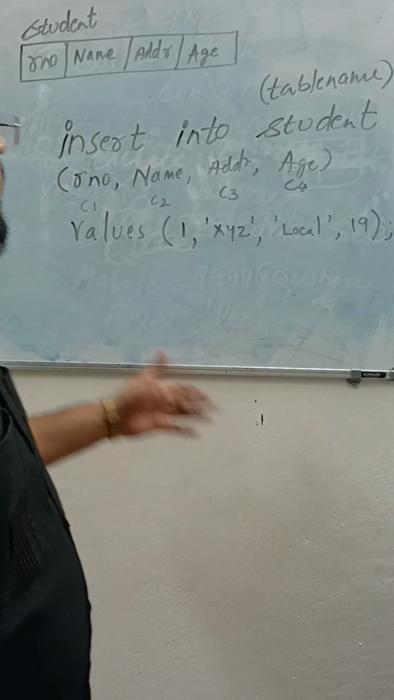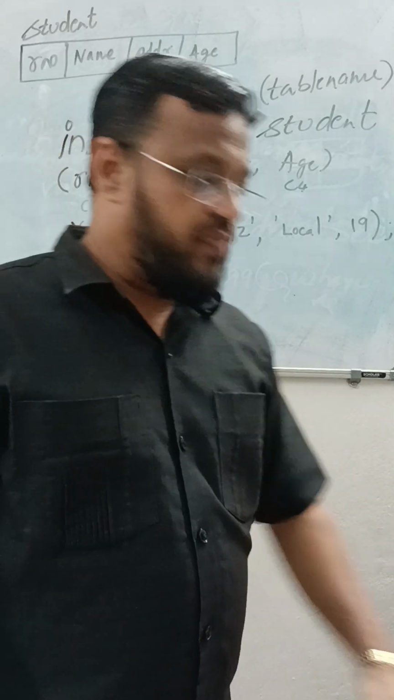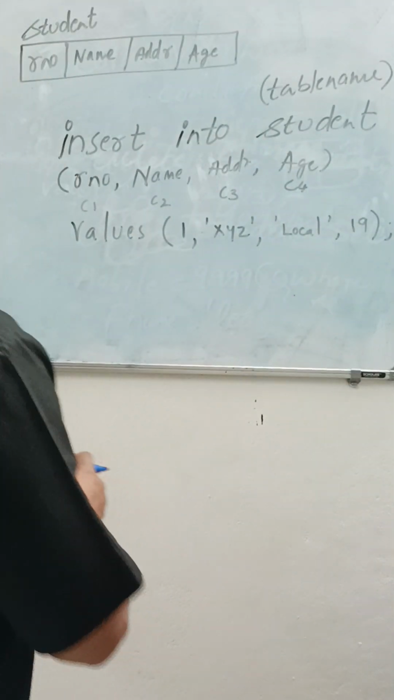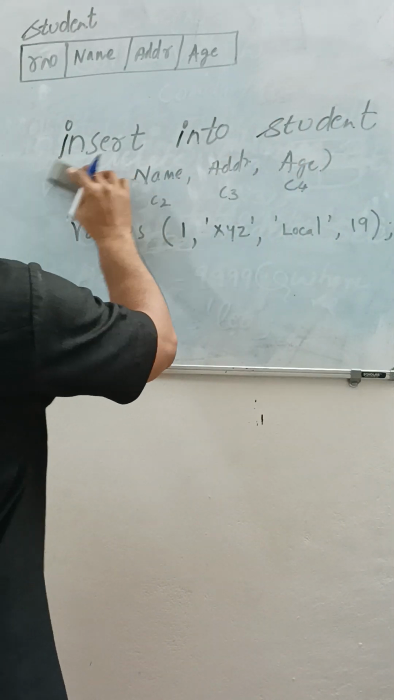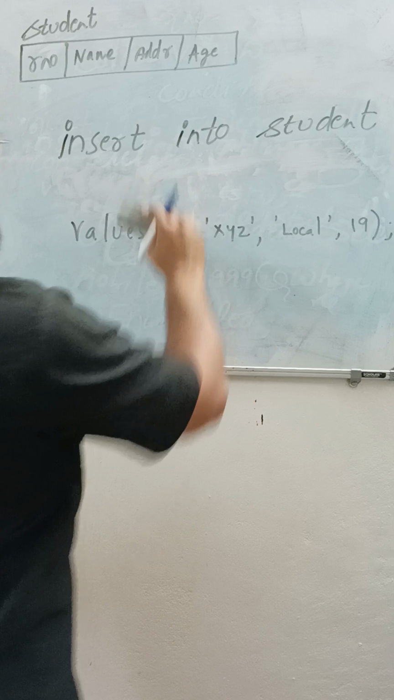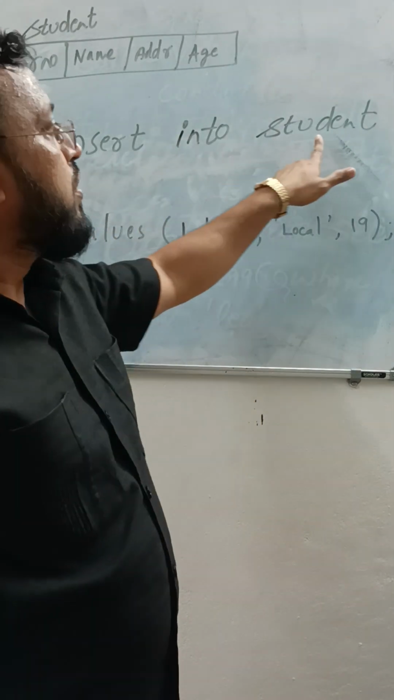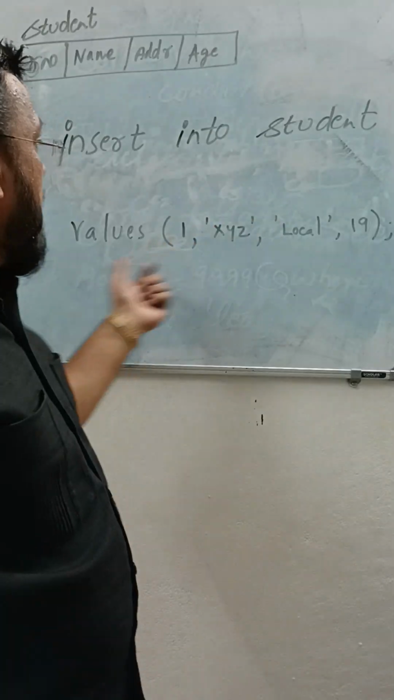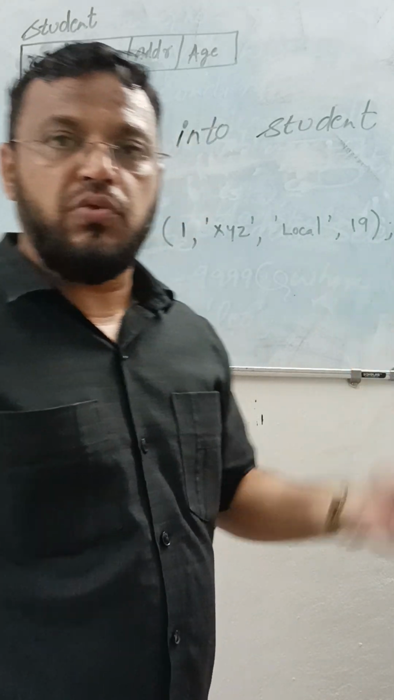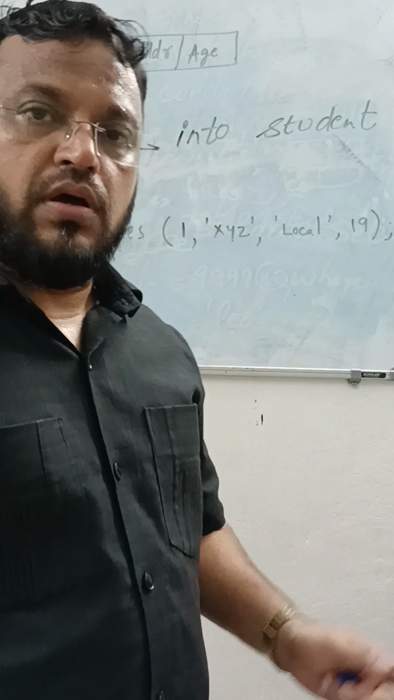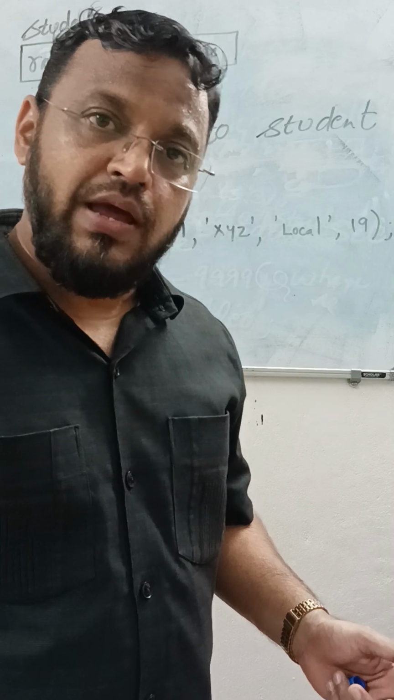Okay, so now another way of doing this is you can simply remove this. Okay, you can simply remove this and write insert into table name student values and just give the values. So it will also insert the values into that particular table.